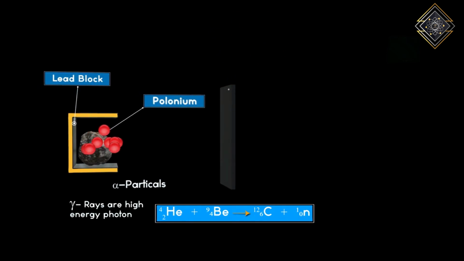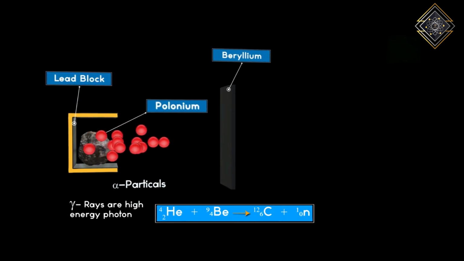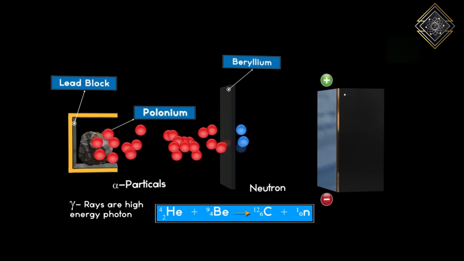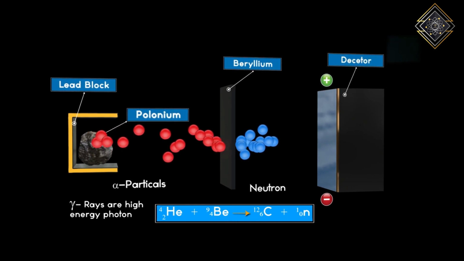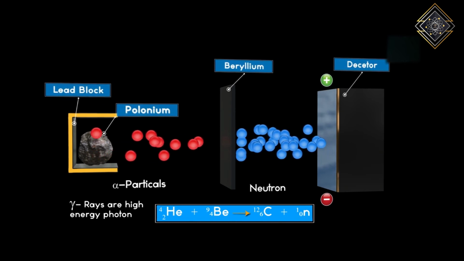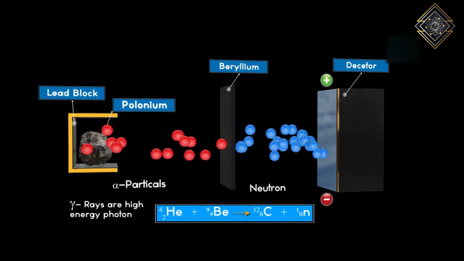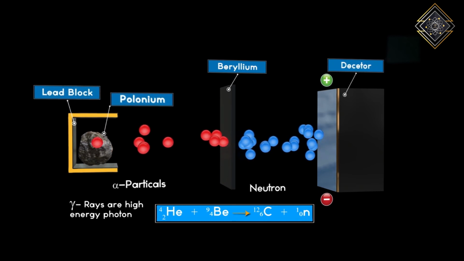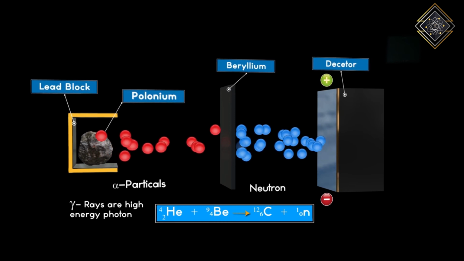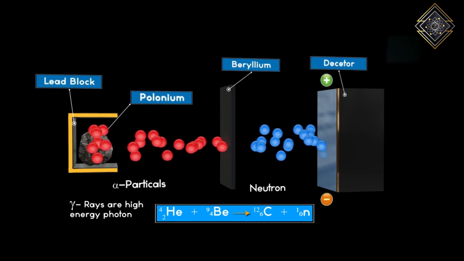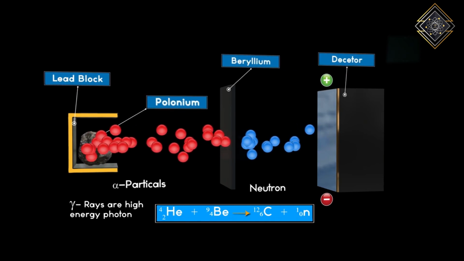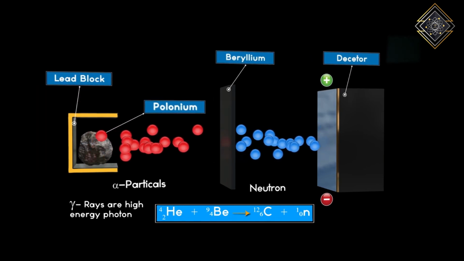When alpha particles strike the beryllium metal, they release neutrons with the formation of carbon. A detector was placed after the beryllium metal to detect the type of particle. The detector did not show any deflection. This leads to the conclusion that the particles are neither positively charged nor negatively charged. They are neutral. This experiment led to the discovery of the neutron.